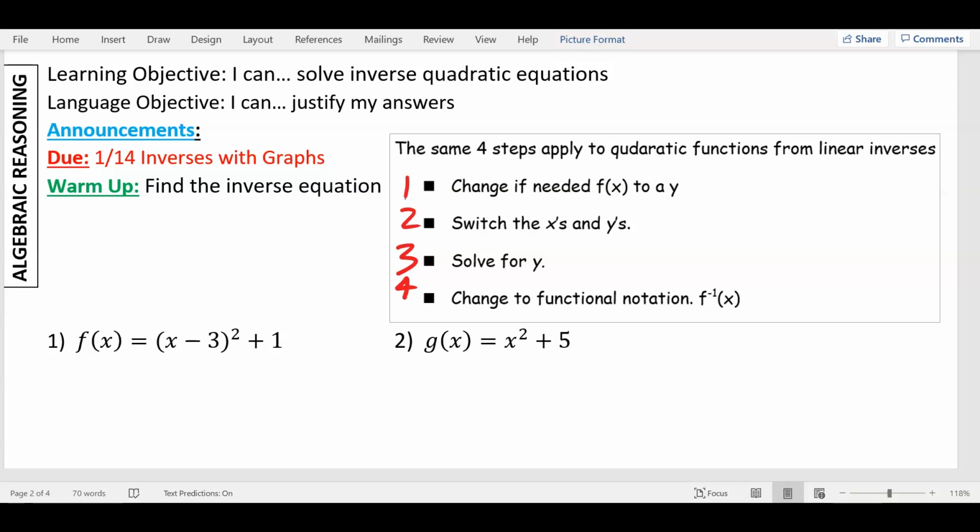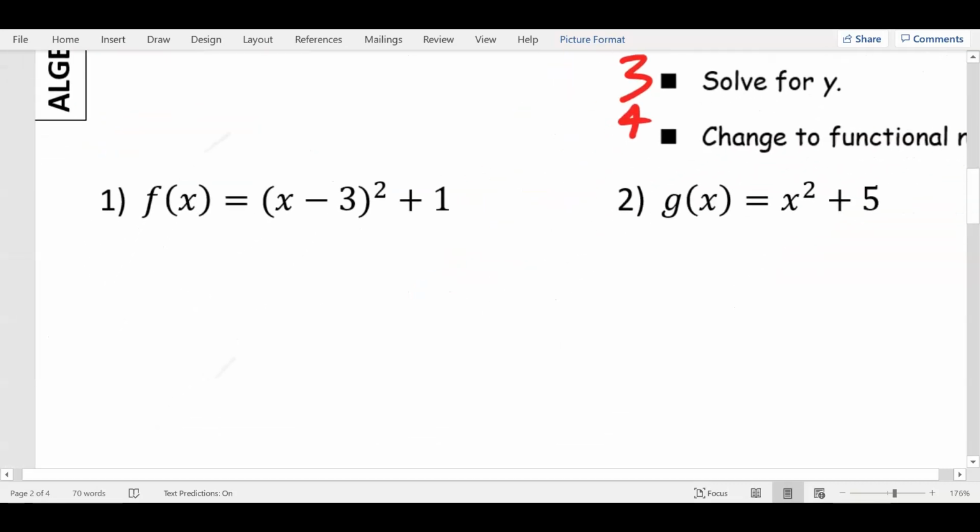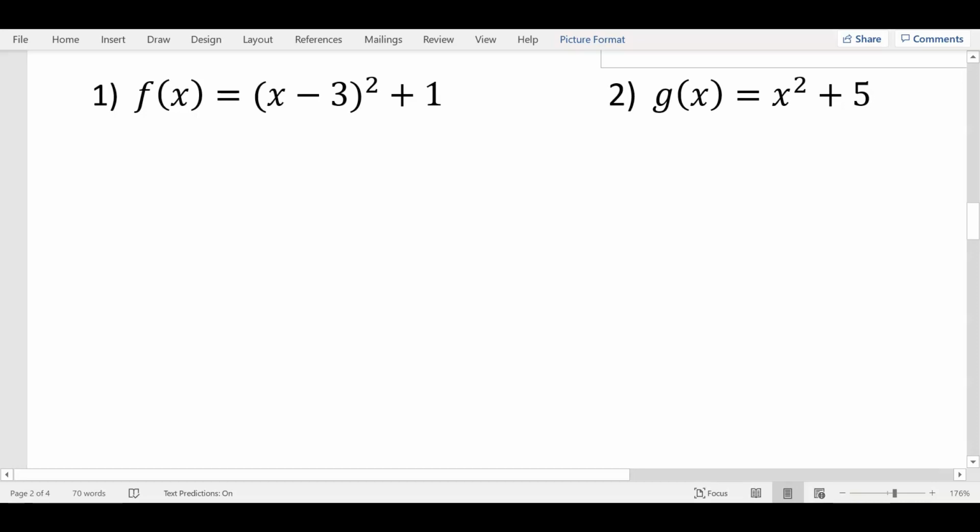Here we go. We did the notes on this yesterday. It's the same 4 steps. So I have them over here off to my side. You see where I'm pointing? These are the 4 steps. They're on your notes from yesterday.